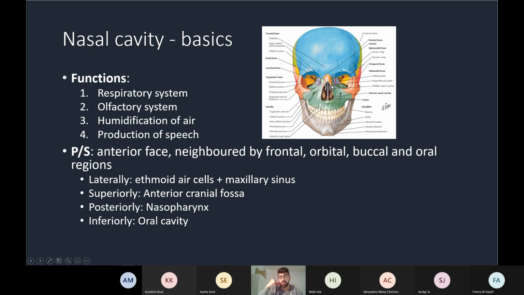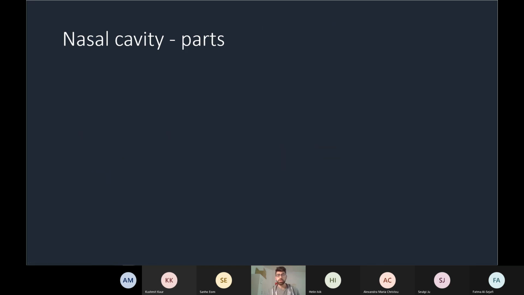So the continuation of the nasal cavity is into the nasopharynx. Nasopharynx is also one of the portions of the pharynx. As you know, you have nasopharynx, oropharynx, laryngopharynx. So a bit of a recap there. And then inferiorly, we have the oral cavity, located just underneath. So a bit more detail now into the parts.